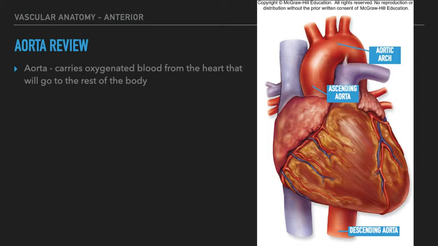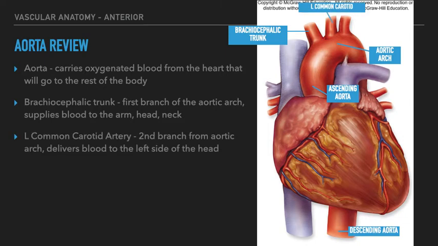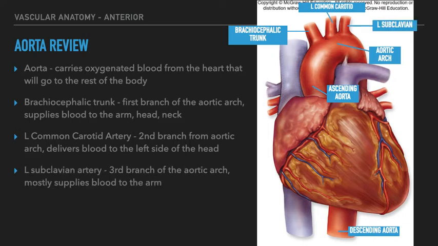From the aortic arch, the blood can move into the brachiocephalic trunk. This is the first branch of the aortic arch. It supplies blood to the right arm, the head, and the neck. The blood may also move into the left common carotid artery. This is the second branch from the aortic arch, and it delivers blood to the left side of the head. And finally, blood may move into the left subclavian artery. This is the third branch from the aortic arch and supplies most of the blood to the left arm. There's also a right subclavian artery and a right common carotid that I'm going to discuss on the next slide.